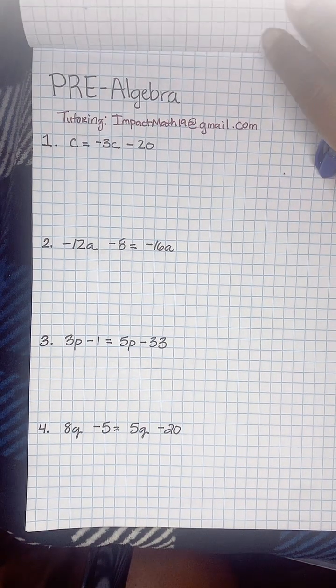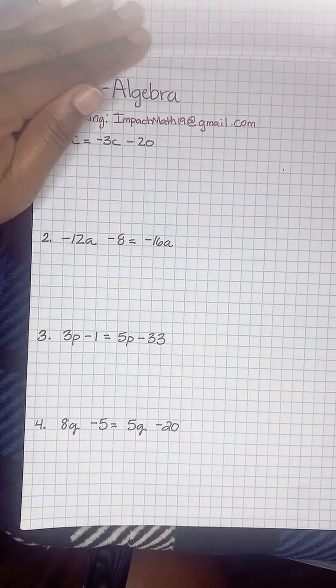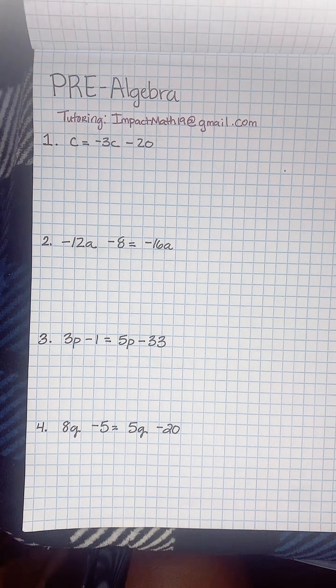Okay, so now we're getting more into where we have variables on both sides. So let's go to number 1.